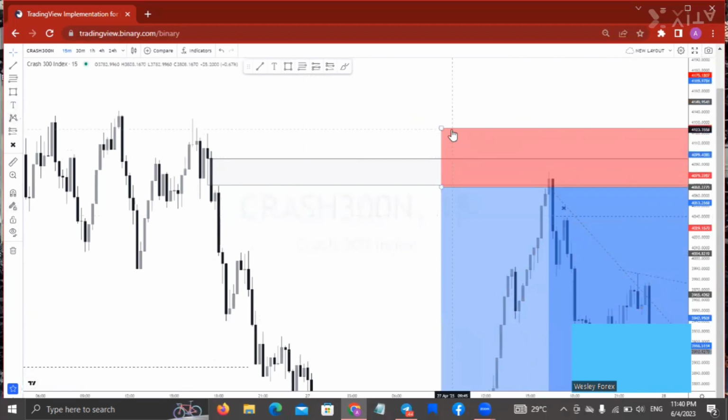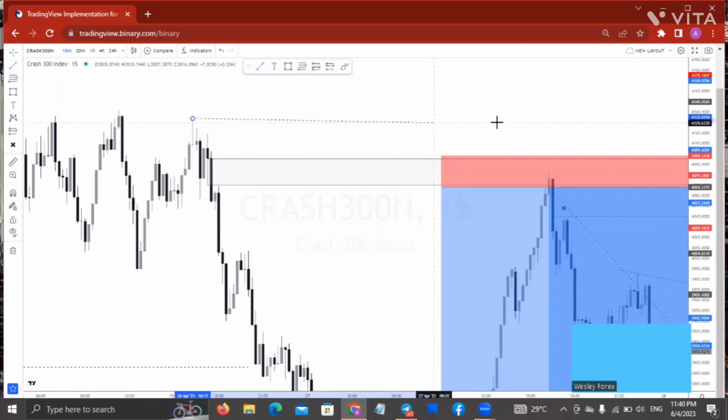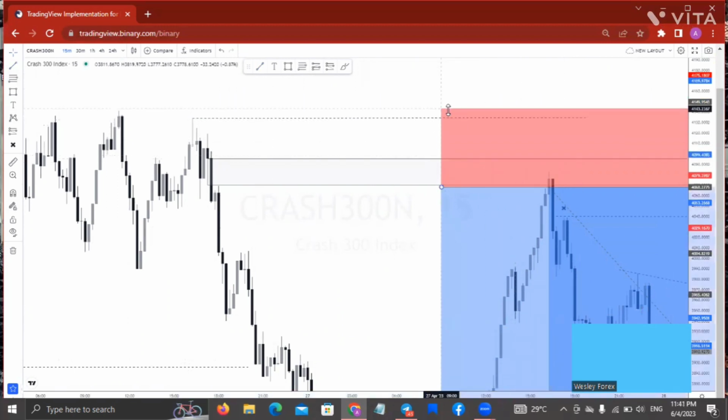Now, some traders will actually love to place their stop loss above the imbalance this way. I'm not saying it's bad. It's not bad. You can decide to place your stop loss this way, but to be on the safer side of things, I prefer to place it above the previous high. Now, why is this so? I'm going to explain why I prefer to do it this way.